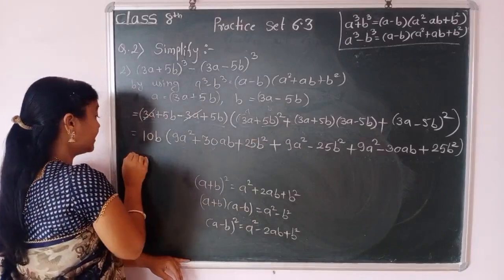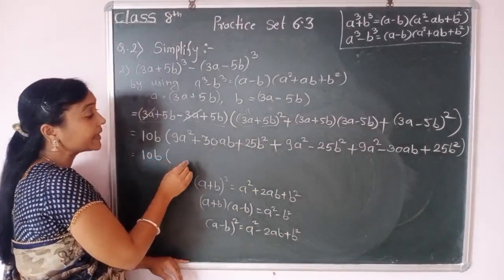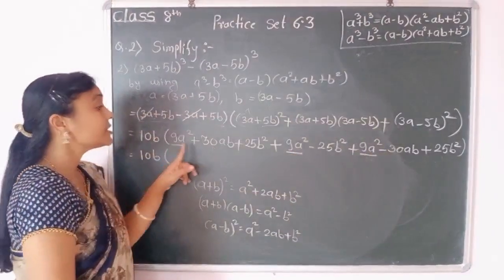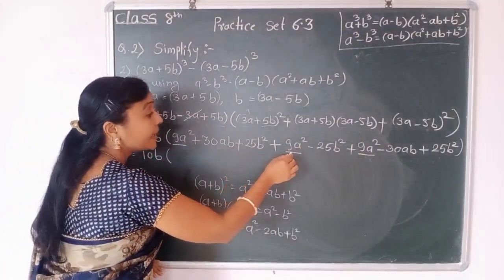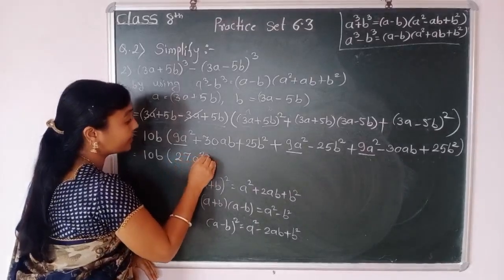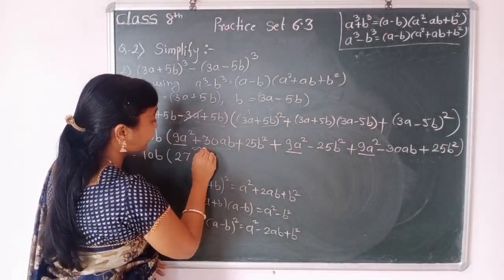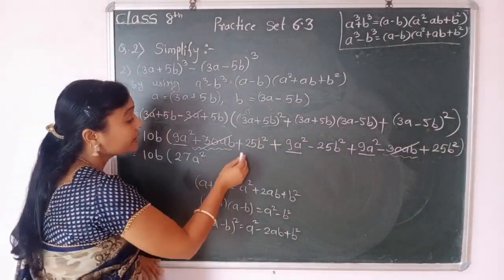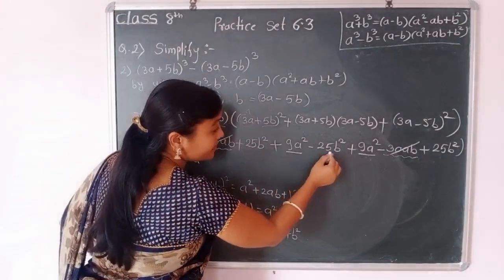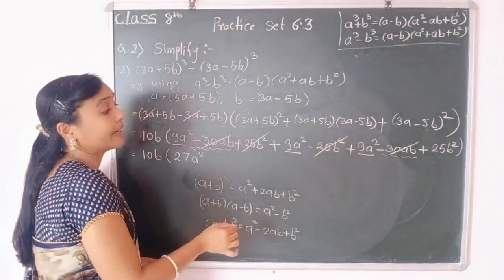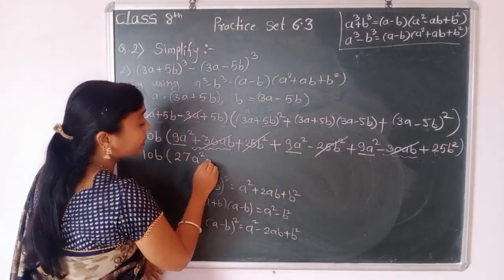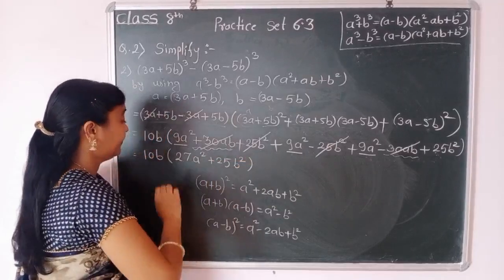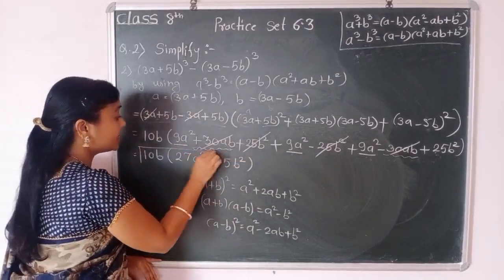And then we solve this bracket. 10b, another bracket: 9a square, 9a square and 9a square, plus means 9 plus 9 is 18, and 9, 27a square, then 30ab and this minus 30ab cancel, plus minus, then 25b square minus 25b square also cancel, plus minus, remaining only here 25b square plus 25b square, and then we get this answer. This is the last answer.